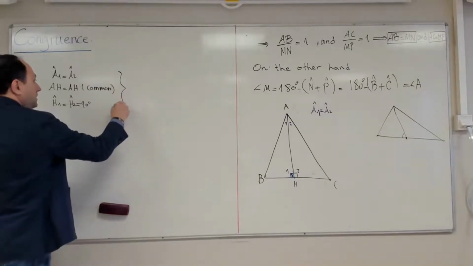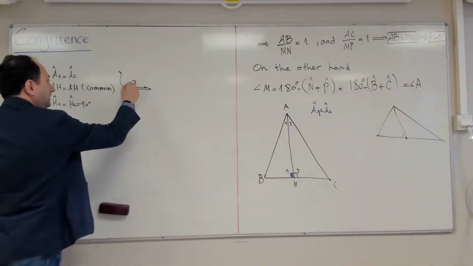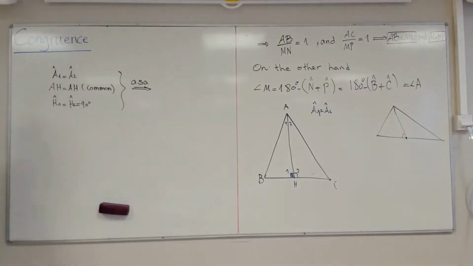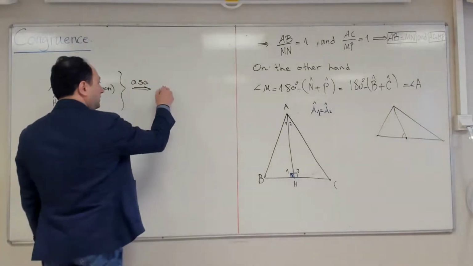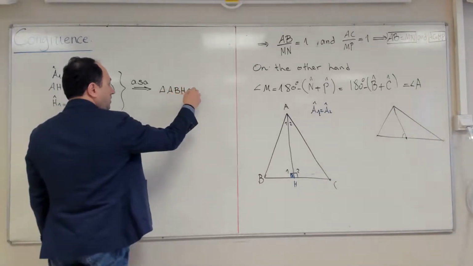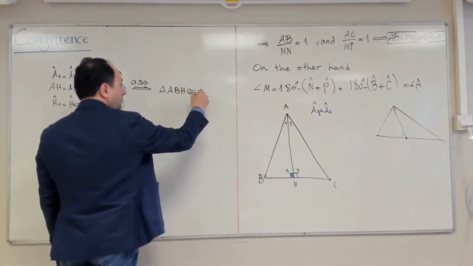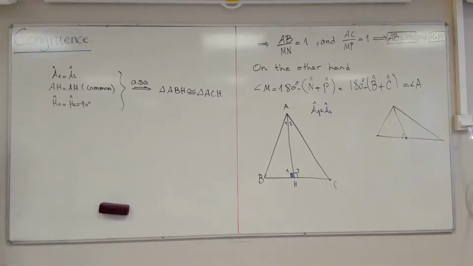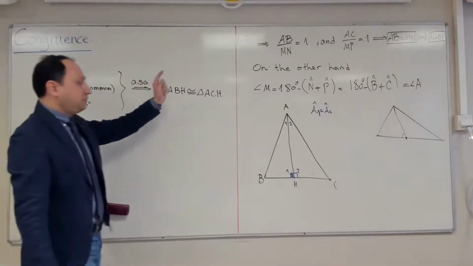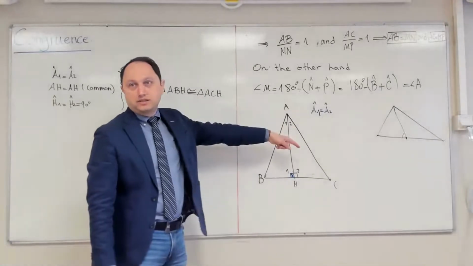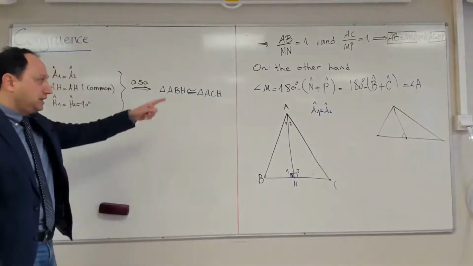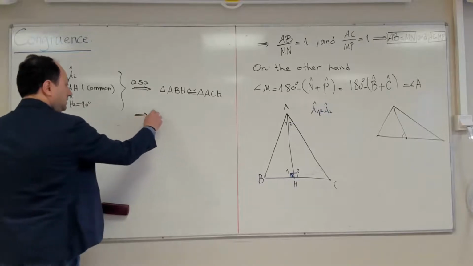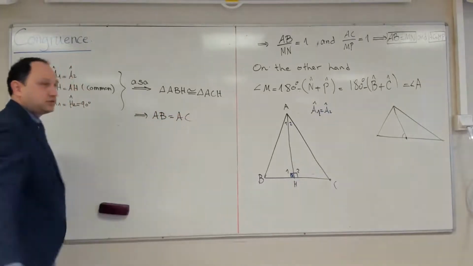So then you need to write something like this on top of that. You write angle, side, angle. I can conclude the left-hand side triangle, which is ABH, is congruent to the right-hand side triangle, which is ACH. If two triangles are congruent, it means that every piece of one of them is equal to the corresponding piece of the other one, including AB from the left-hand side and AC from the right-hand side.